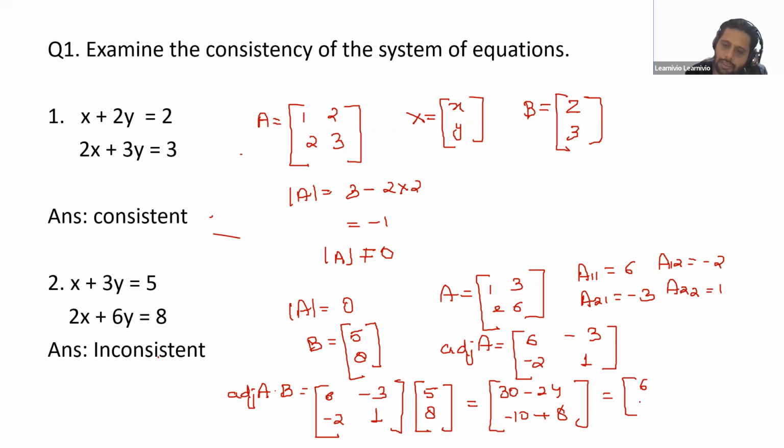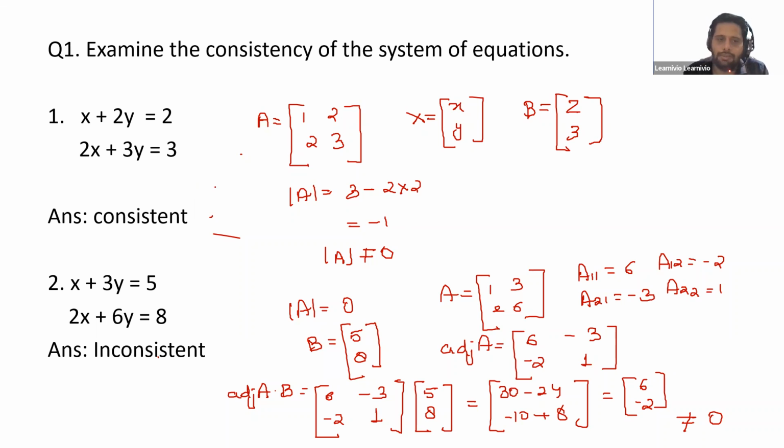So if you are finding the adjoint A into B, then this is not equal to null matrix. Okay, so this is the second case. So that means inconsistent. I hope everyone has solved this by this method. If anyone has a doubt, then please let me know. Mazia, if you have any doubt, then please message me on the chat box. So these are the 1 mark questions, and you need to solve them like this.